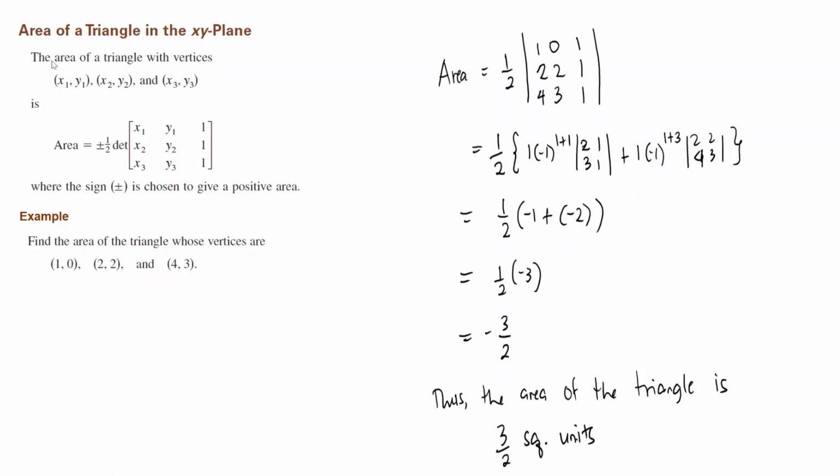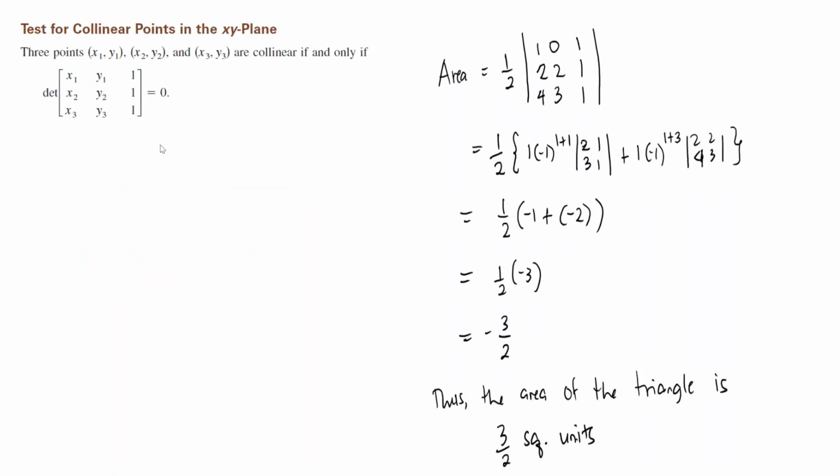Now, if these 3 points lie on the same line, then the area is 0. So this determinant must be 0. This can be generalized in the next theorem. 3 points, (x sub 1, y sub 1), (x sub 2, y sub 2), and (x sub 3, y sub 3) are collinear, meaning they lie on the same line, if and only if the determinant of this matrix is equal to 0. This is just the matrix we have in the previous application.